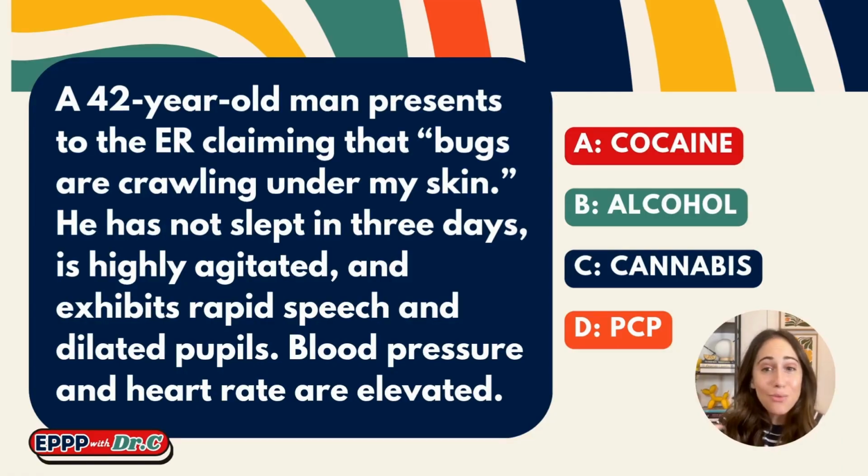This next part, I wanted to walk y'all through how I answer these questions and how that prior knowledge can really, really help us when we're figuring out these vignettes. So here's an example of a vignette. A 42-year-old man presents to the ER claiming that bugs are crawling under my skin. He has not slept in 3 days, is highly agitated, and exhibits rapid speech and dilated pupils. Blood pressure and heart rate are elevated.